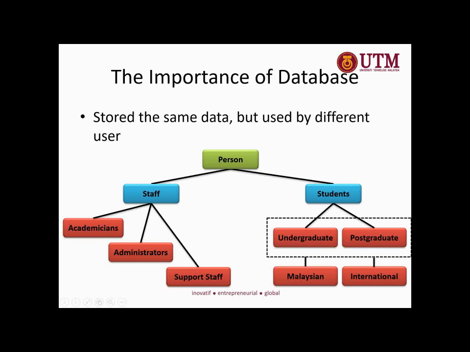So student can be divided into 2, for example, undergrad and postgrad. And within these 2 types of student, maybe there is a local student, Malaysian, or an international student. Okay, so all these different types of data can be used by the same person or the same administrator.